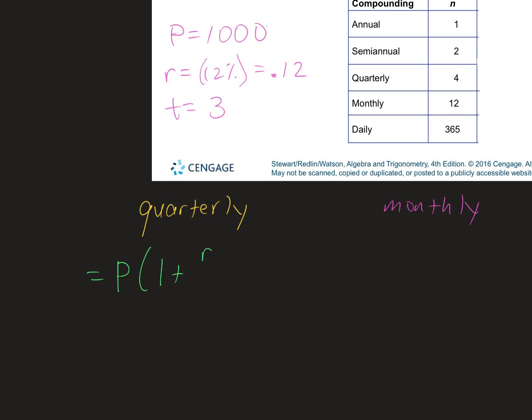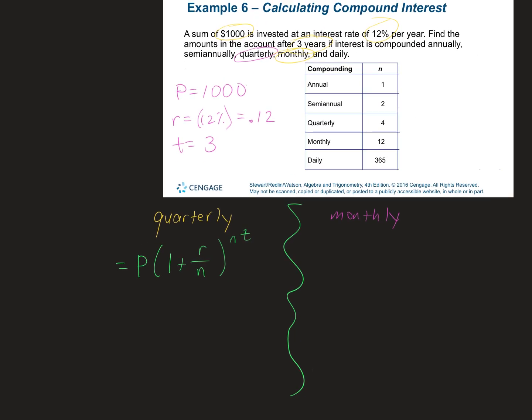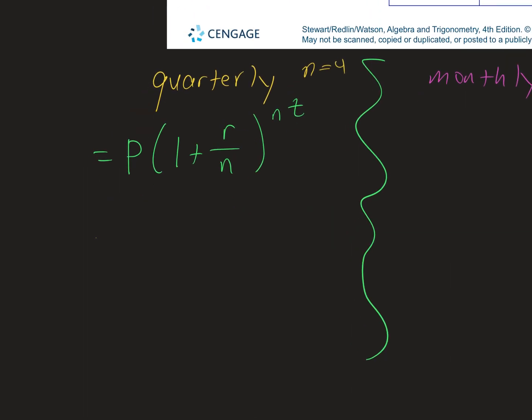Rate over. Look back at the formula, guys. R over N to the what? N times T. Now, the majority of people don't have a problem memorizing this formula. They don't have a problem putting numbers in. The problem they have is using the calculator. So just pay attention, guys. Now, if I say quarterly, what is my N value for quarterly? 4. So when you go to write this down, your initial amount was 1,000.